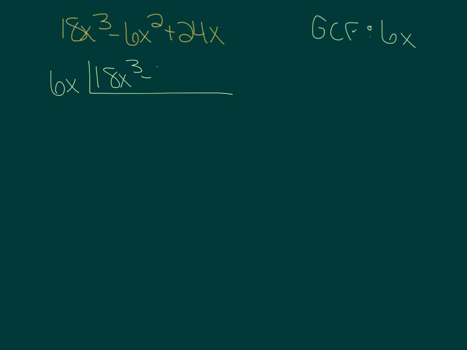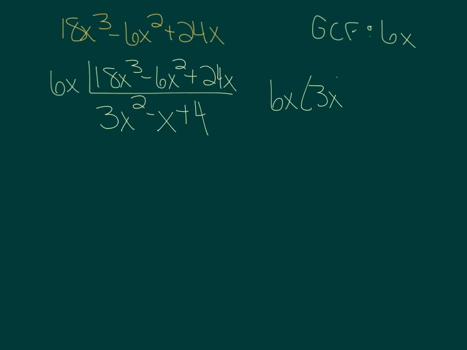And you factor by dividing when you're factoring using this anti-distributive property. 6 into 18 is 3. x cubed divided by x is x squared. Minus, these 6s would cancel. x squared divided by x is x. Then 6 goes into 24 4 times. Those x's would cancel. My final answer is 6x times 3x squared minus x plus 4. Remember that you can check this. If you were to redistribute, you should get what you started with.